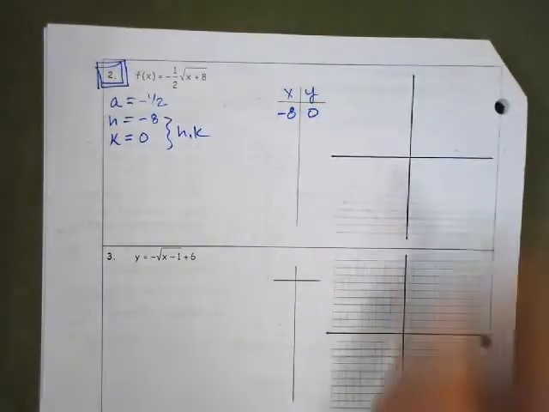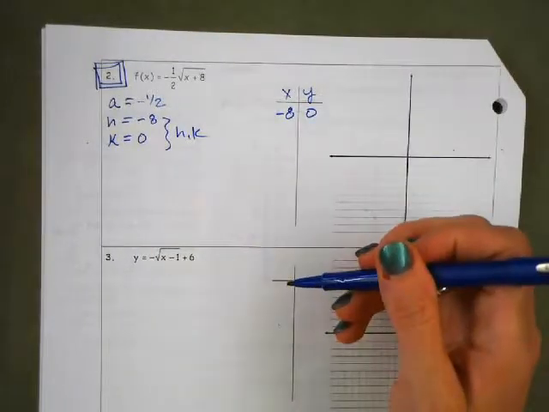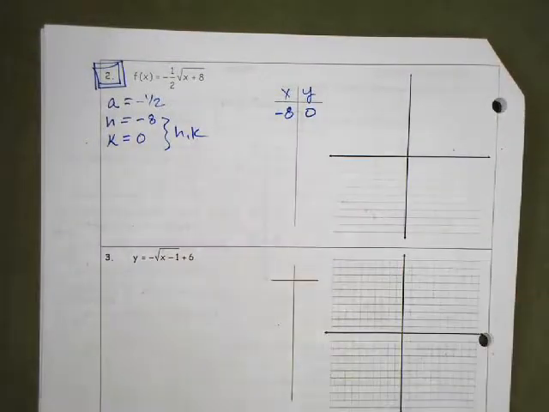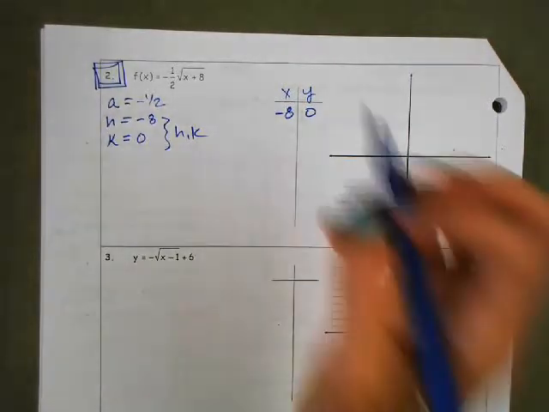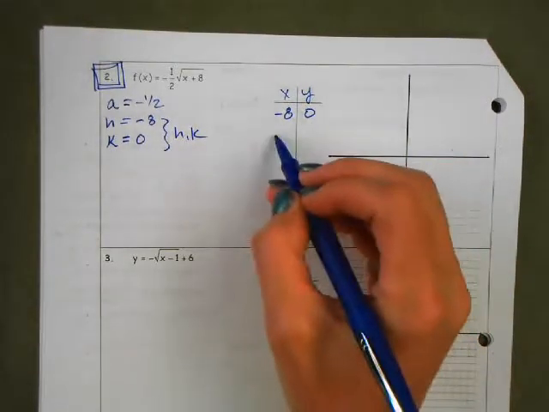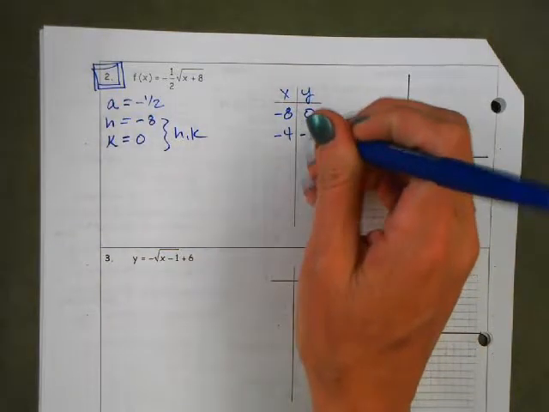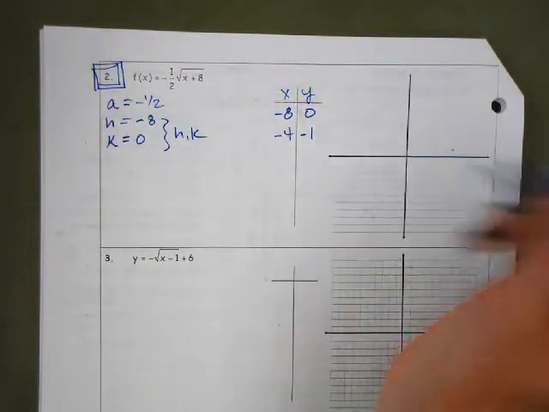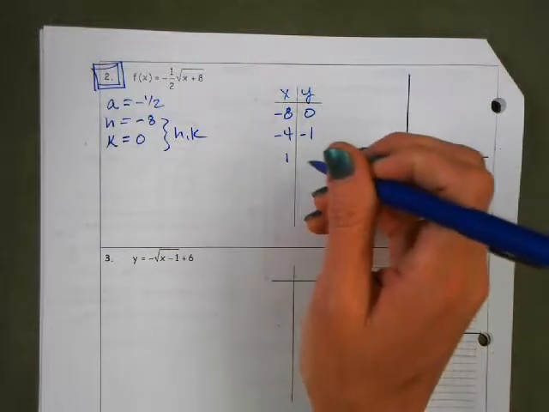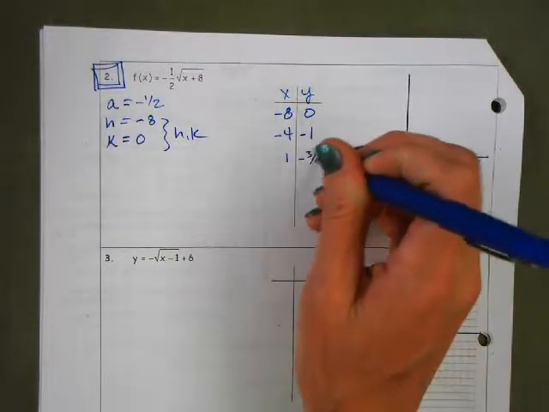From this point, I want to work my way so X gets bigger, but I want to find numbers that are easy to take square roots of. So I'm going to do -4. When I do -4, I got -1. And then I'm going to do 1, and I'm going to get a -3/2.